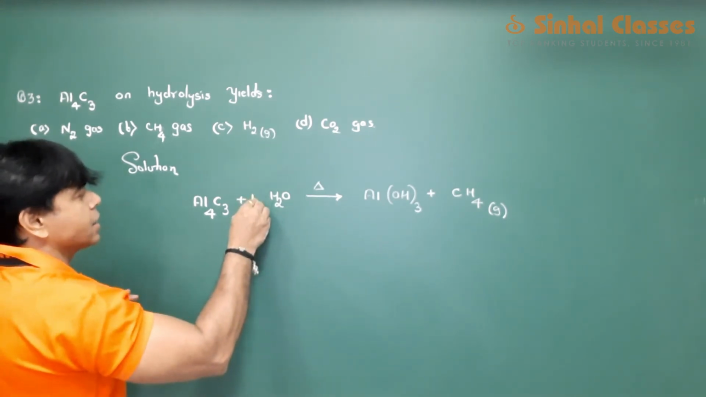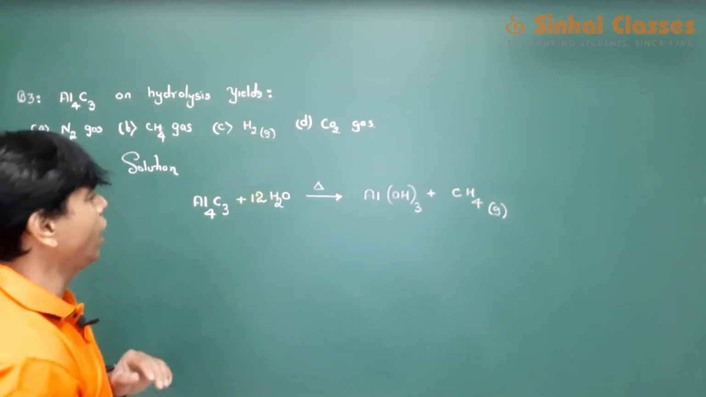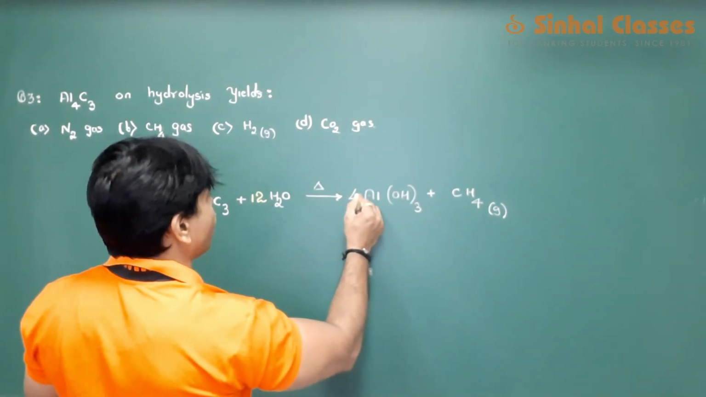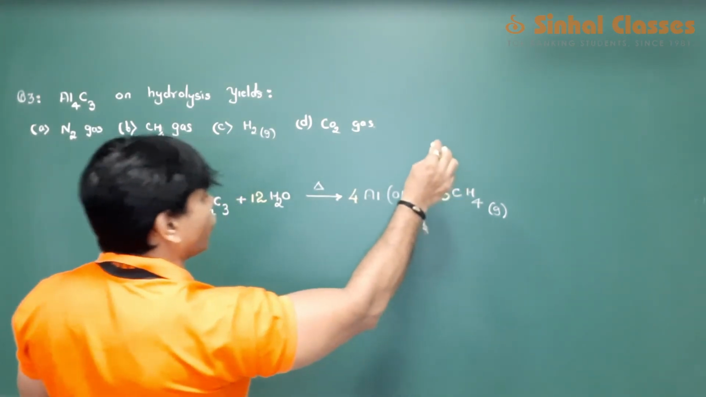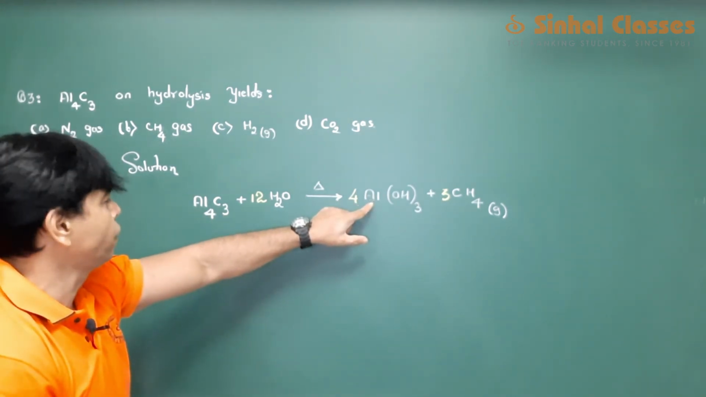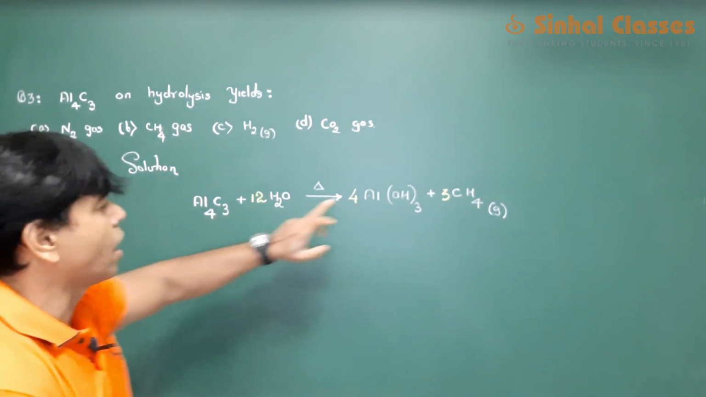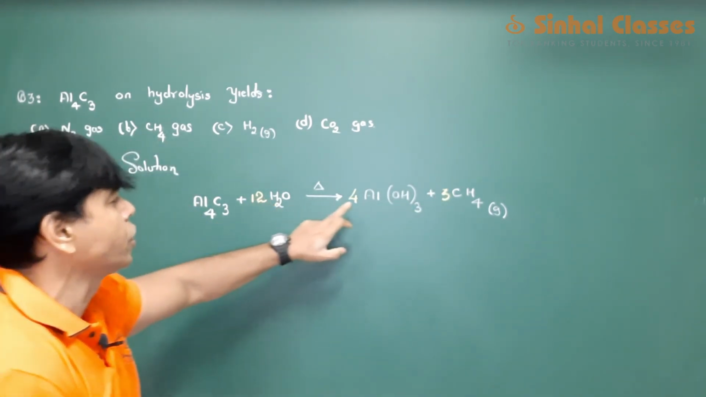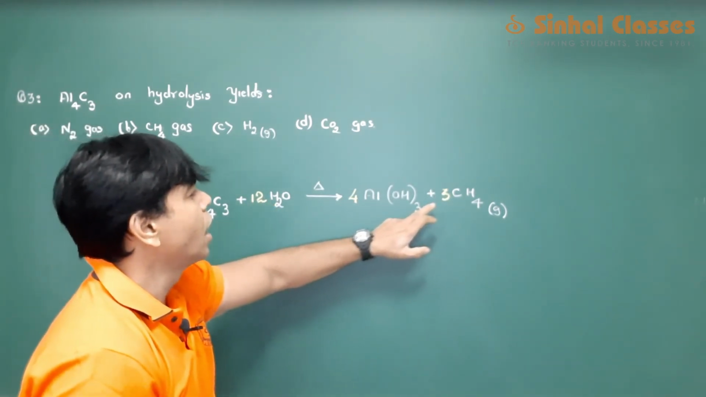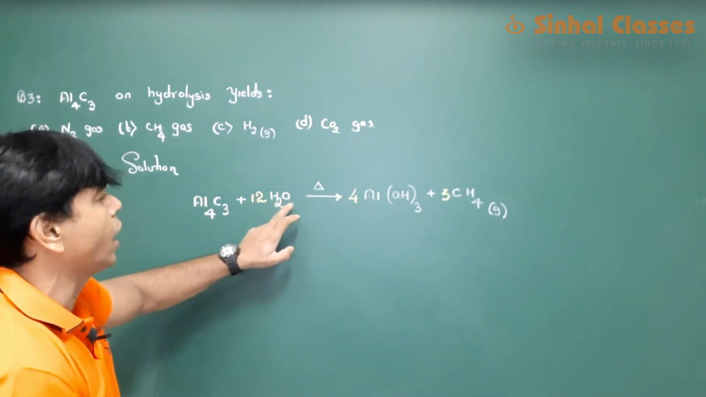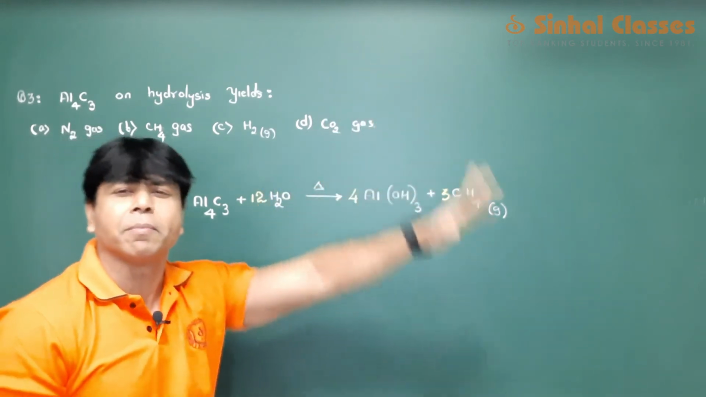Let's balance it. 12, then 4 and 3 here. Let's see if it is balanced. 4 aluminium, 3 carbon, 3 carbon. 12 2s are 24 hydrogen, 4 3s are 12, and 4 3s are 12. 12, 12, 24, oxygen is 12, 4 3s are 12, perfectly balanced.